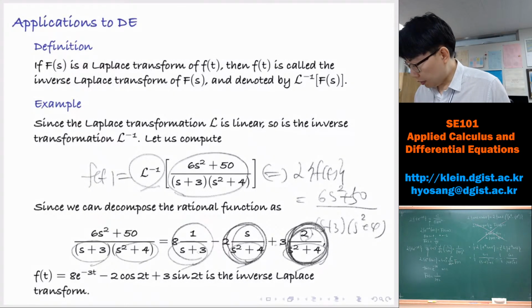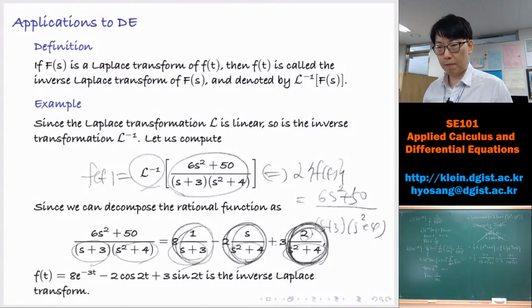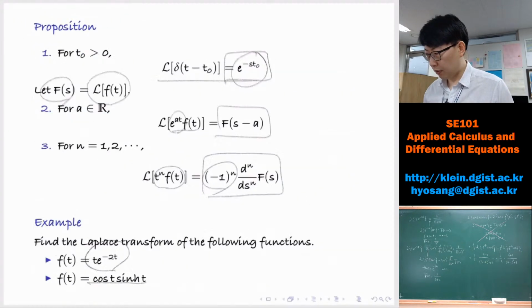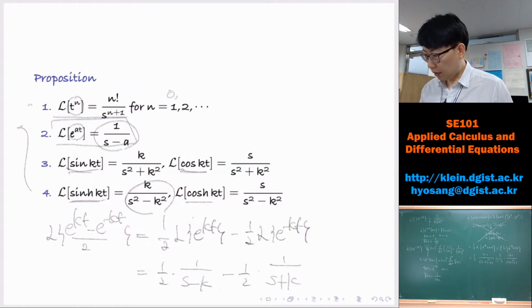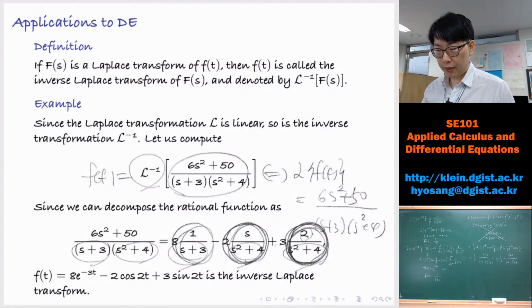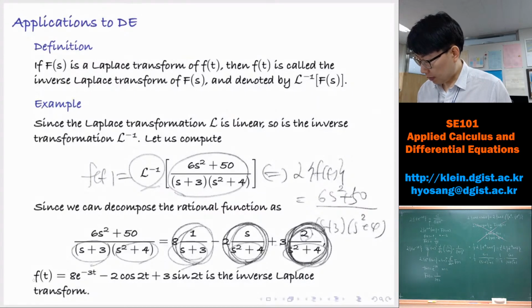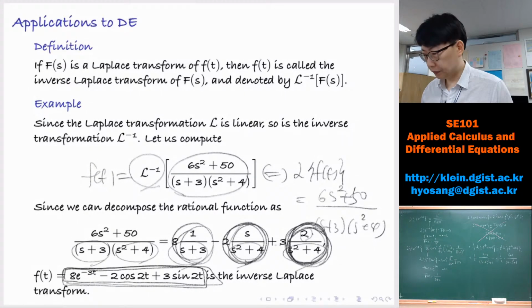Okay. So think about 1 over s plus 3. This is the Laplace transform of e to the negative 3t. If you're looking at the previous formula here, this is the formula. Then also think about s over s squared plus 4. This is the Laplace transform of cosine 2t, right? And here we have the Laplace transform of sine 2t, right? So therefore, you can assume that this is the Laplace transform of a sum of these functions, okay?